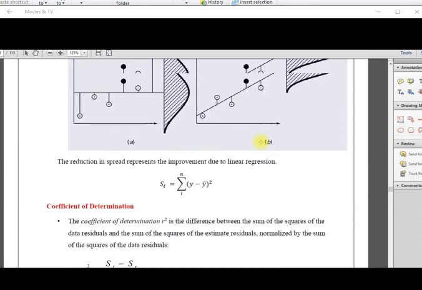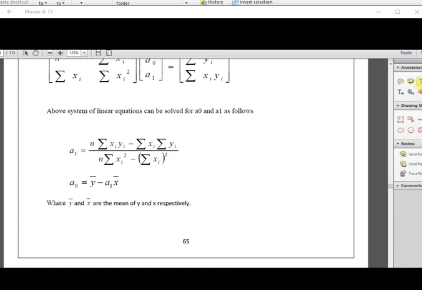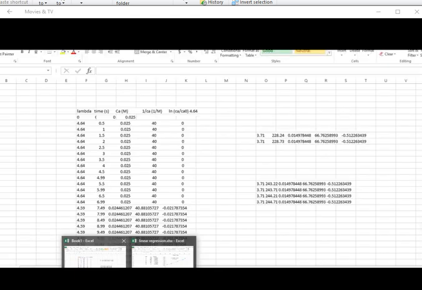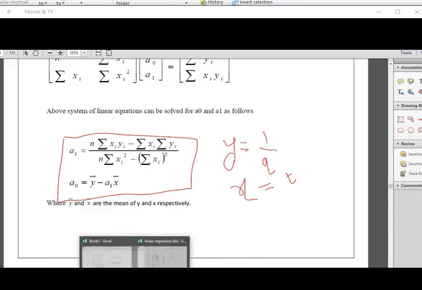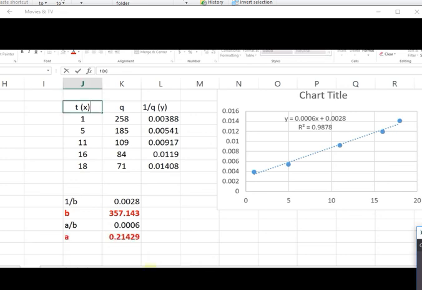For example, here, a1 and a0 you can find here. So in this case, the model we are using, your y is 1 over q, and x is t normal. So this is the Excel part. Okay, how can we do it in MATLAB?